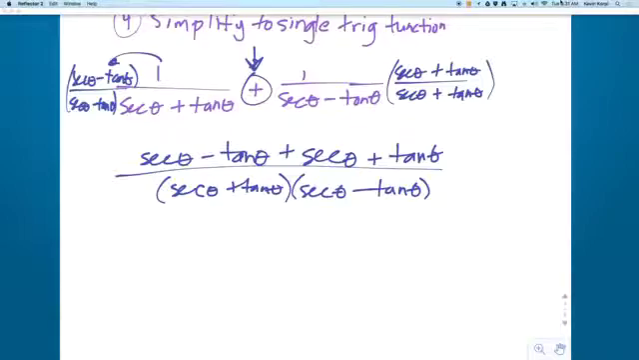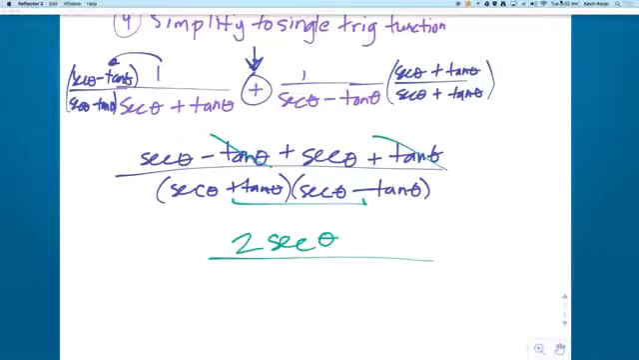Anything good happen in the numerator? Well, the tangents at least cancel out. The secants double. So I get 2 secant of theta all over. Now, are these special products? Secant plus tangent, secant minus tangent.